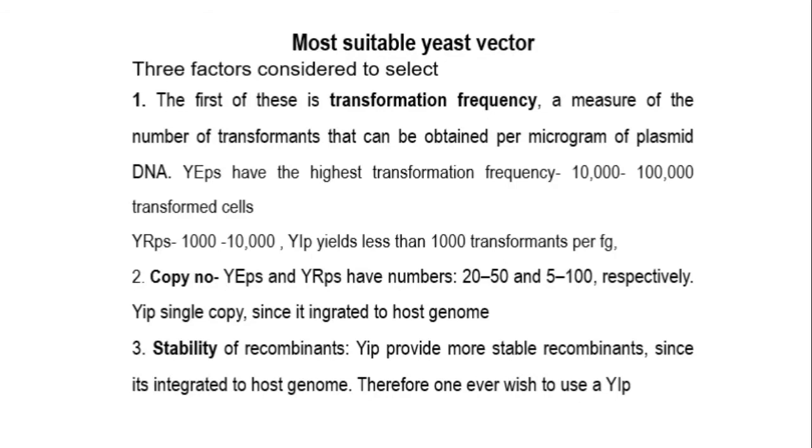Transformation frequency is a measure of the number of transformations that can be obtained per microgram of plasmid DNA, that is, the number of transformed cells formed after the transformation process. YEP, the episomal plasmid, has the highest frequency: 10,000 to 1 lakh transformed cells. YRP gives 1000 to 10,000, and YIP is less than 1000.